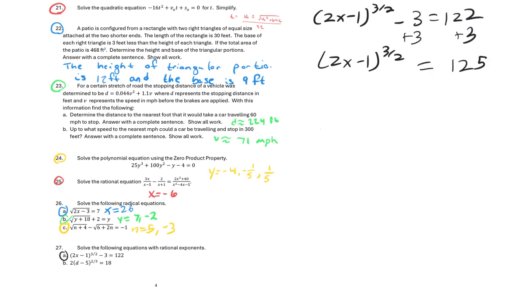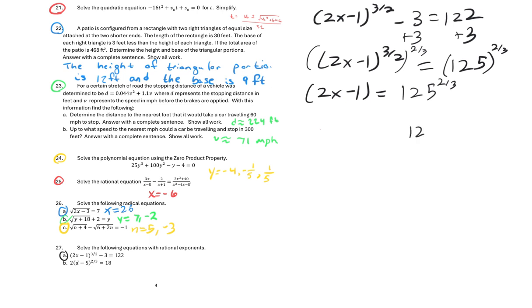So now we need to get rid of this power of 3 halves, and to do that we need to take it to the power of its inverse, something that's going to get rid of it. So in this case we want to take it to the power of 2 thirds. I'm going to take this 125 to the power of 2 thirds as well. So our left-hand side, we're going to have 2x minus 1, and we'll have 125 to the power of 2 thirds over here.